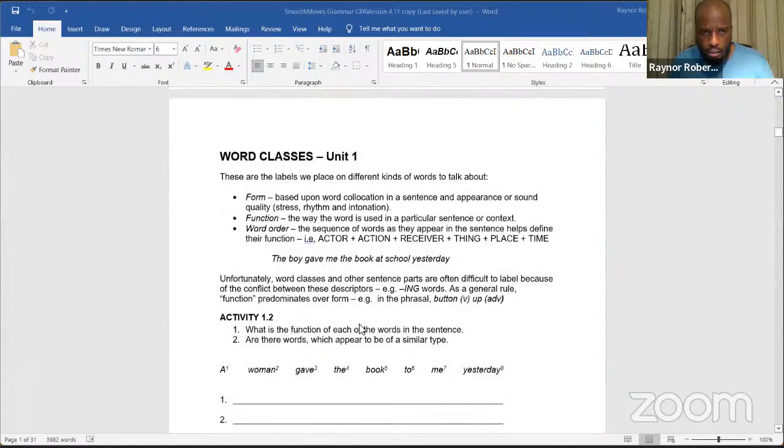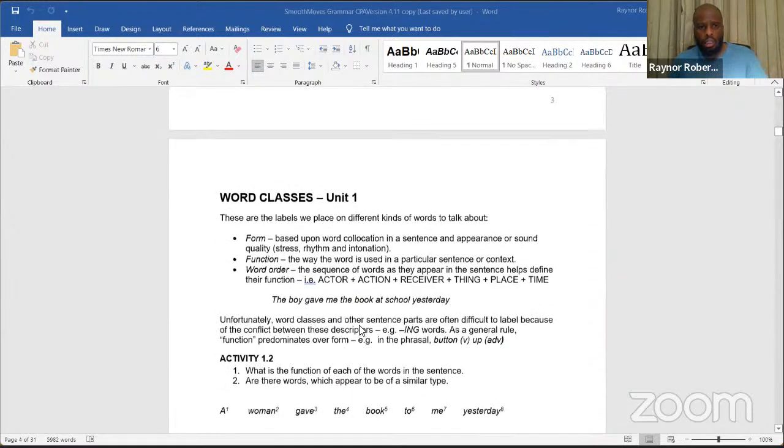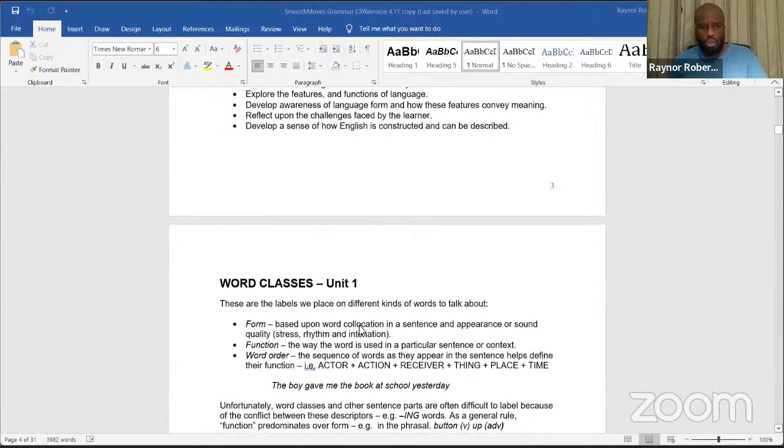Word classes. All right, so unit 1. These are labels we place on different kinds of words to talk about form, based on the word collocation in a sentence, and appearance or sound quality: stress, rhythm, intonation. Function. All right. So the form of the word, so how we use the word, like read and read, right? Read, great example of form.